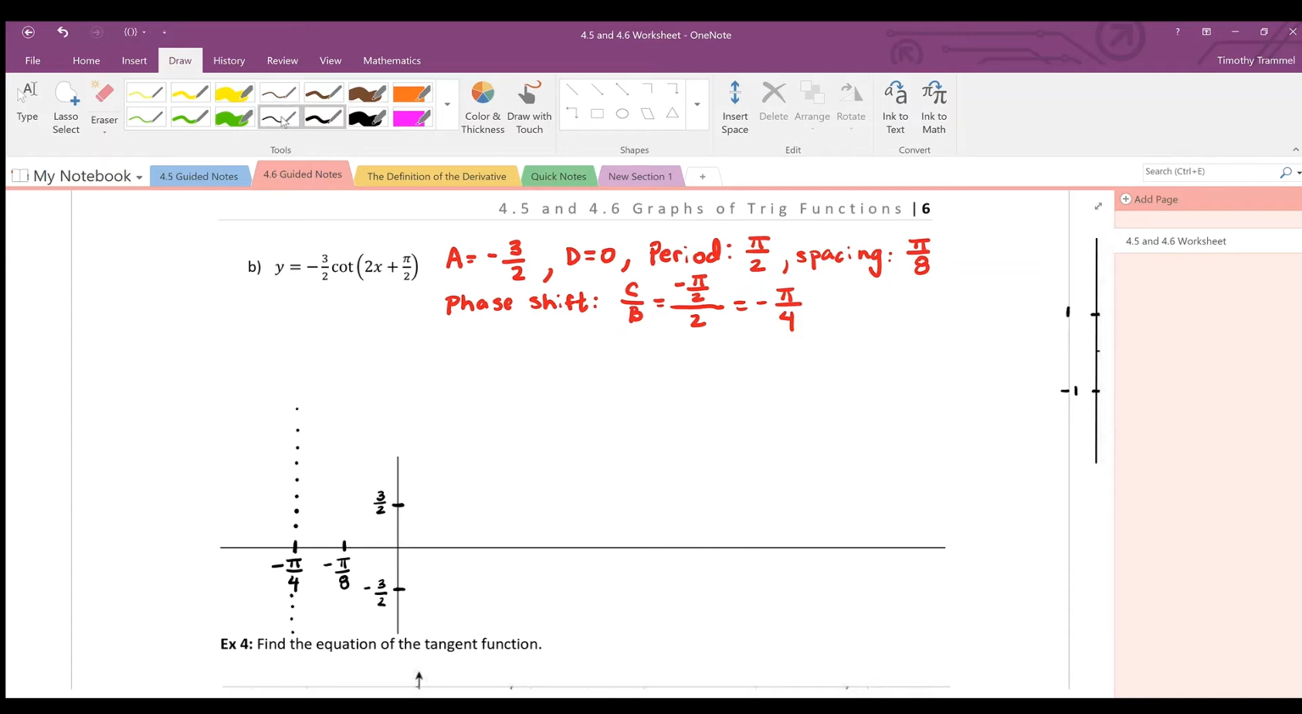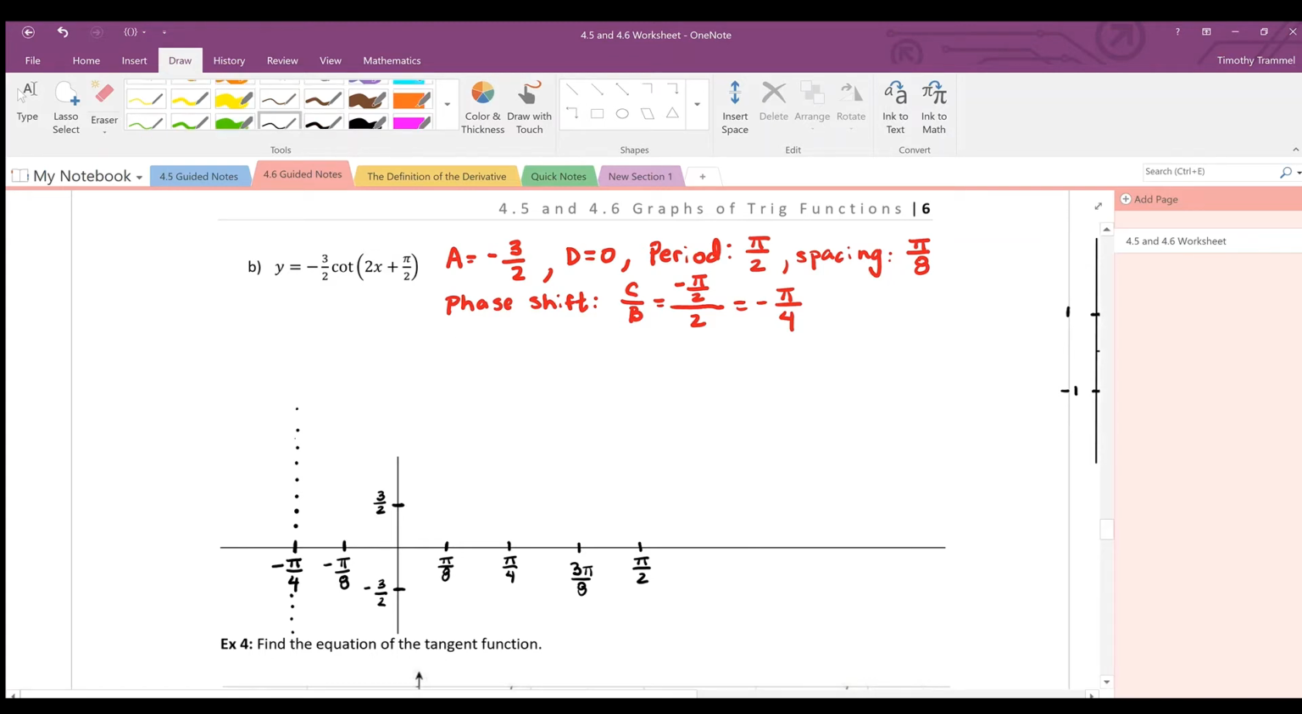So that part's taken care of. Let's start counting by pi over 8. If you add another pi over 8, you end up at 0. Add another pi over 8, we end up at pi over 8. And then the next one would be pi over 4, and then we'd have 3 pi over 8, and then 4 pi over 8, which is pi over 2. All right, and then 5 pi over 8. And I'll stop counting here and we'll fill in more if we need to.